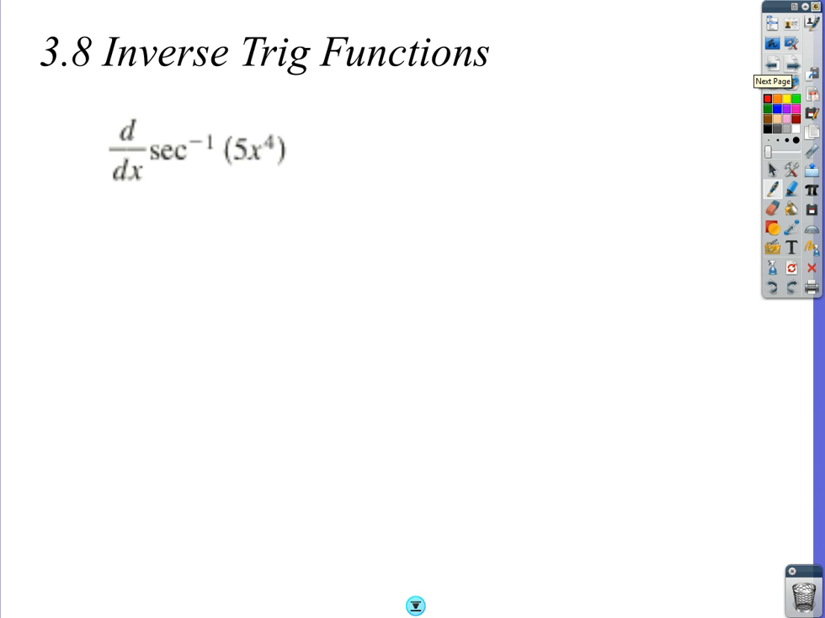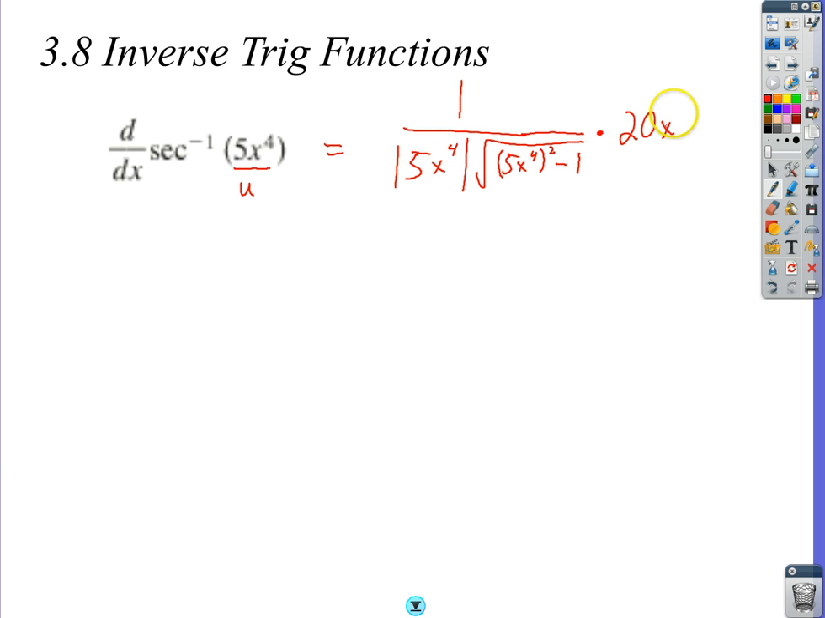Next. All right, taking the derivative of inverse secant. Again, just an example of using the rule. This is again my u. This is the complicated one. The derivative is going to be equal to 1 over the absolute value of u, which is 5x to the 4th, times the square root of u squared, so 5x to the 4th squared, minus 1. Yeah, I know. Trying to understand all these rules, it's like, oh my god, how can I keep it all inside? Then I say times the derivative of u. That's the easy part, 20x cubed.